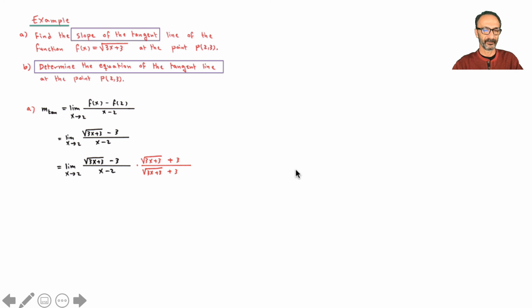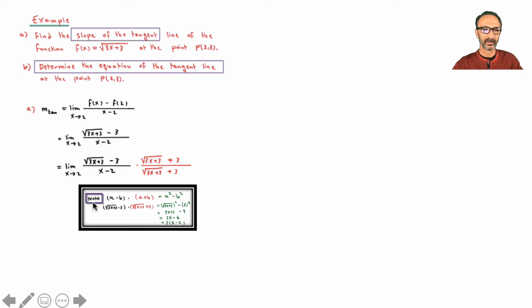This is an idea. So we're going to multiply the top side and the bottom side by square root of 3x plus 3, plus 3. This has a minus 3. This is a plus 3. Why do you do this? Let me help you.